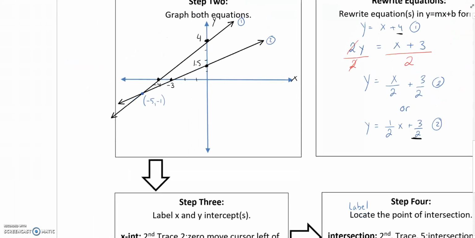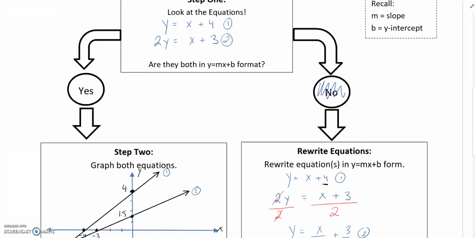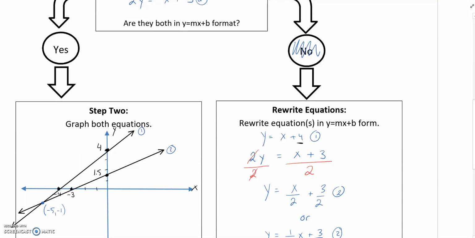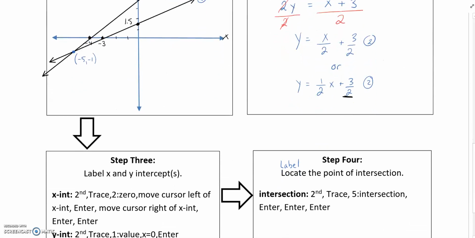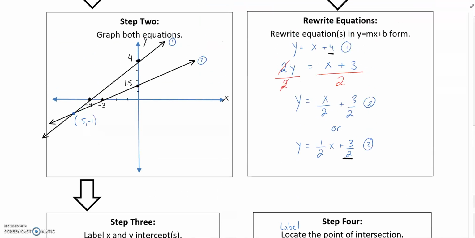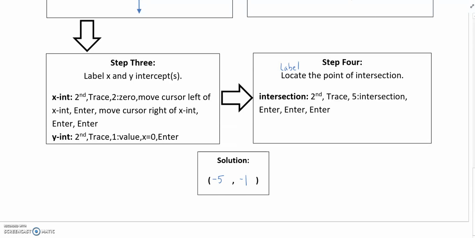Okay, so just to review, step 1, look at your equations. Make sure you isolate y. If it's not already isolated, do that. So then you can do step 2 and graph your 2 equations. Moving on to step 3, finding your x and y intercepts and putting them on your graph with the labels. Once you have that, you can see where those 2 lines meet. That is your solution, that point of intersection at step 4, and then state your solution at the end.